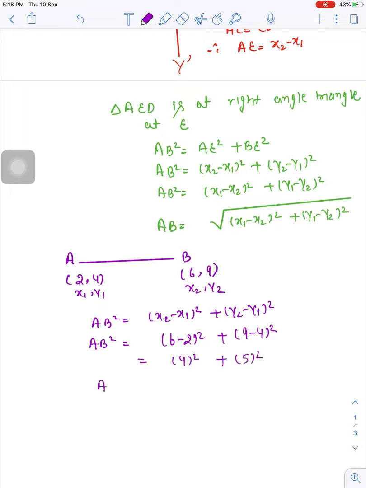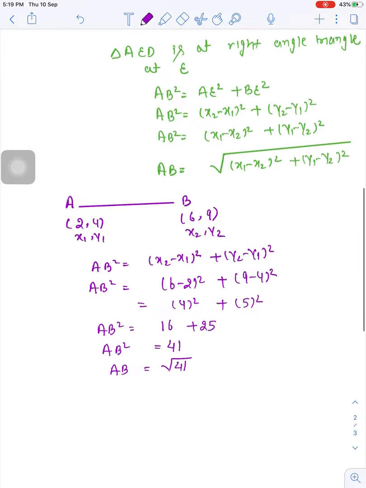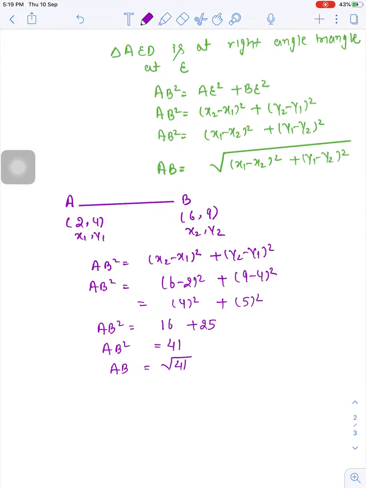So what we have got? AB square is equal to 16 plus 25. So AB square is equal to 41. So AB is equal to under root 41. Look, this is the distance. So you can see how easy it is.